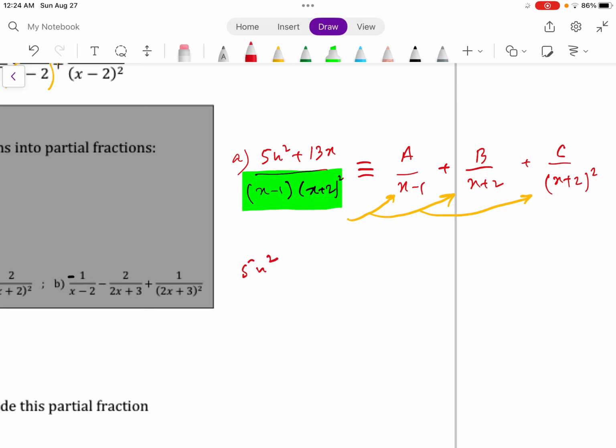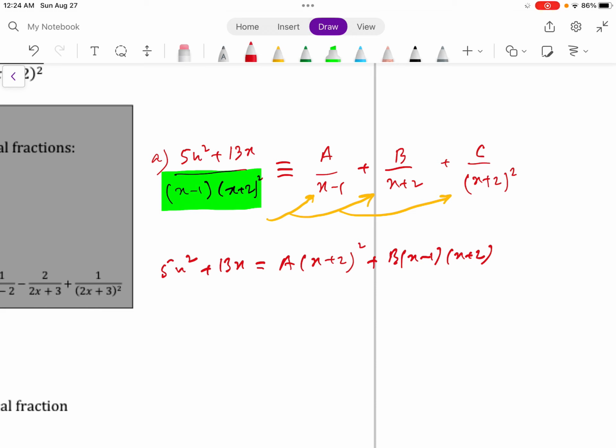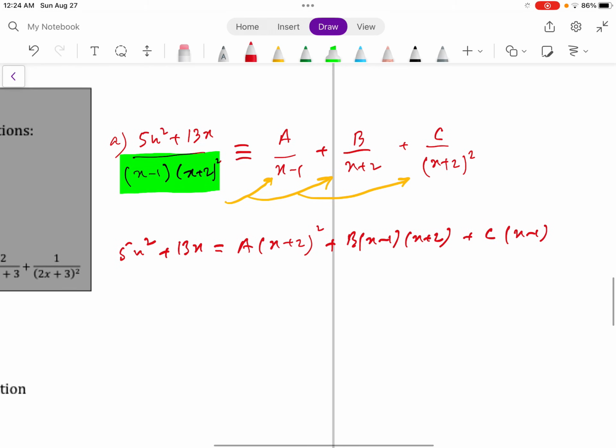So it's 5x squared plus 13x equals A times x minus 1 will be cancelled. So A will be multiplied with x plus 2 squared, plus, with B, x plus 2 to the power of 1 is cancelled. So it's x minus 1 with B and x plus 2. Similarly, when we multiply the same with C, x plus 2 whole squared will be cancelled and C will be left with x minus 1 only. So this is an identity. And now we'll let the x values to find these constants A, B, C.